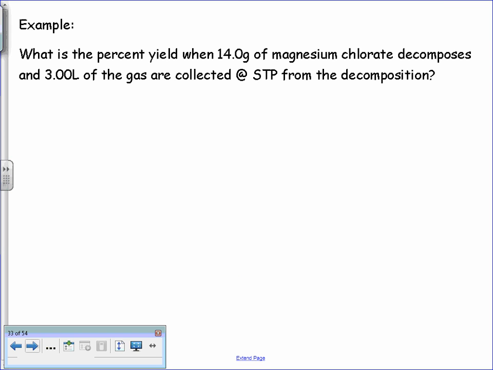Anyway, okay, so let's do a problem with percent yield. And this will be it for yesterday's session. We'll start today's. So whenever you have a question that says, what's percent yield? You're not actually looking for percent yield. You're looking for two pieces of information.